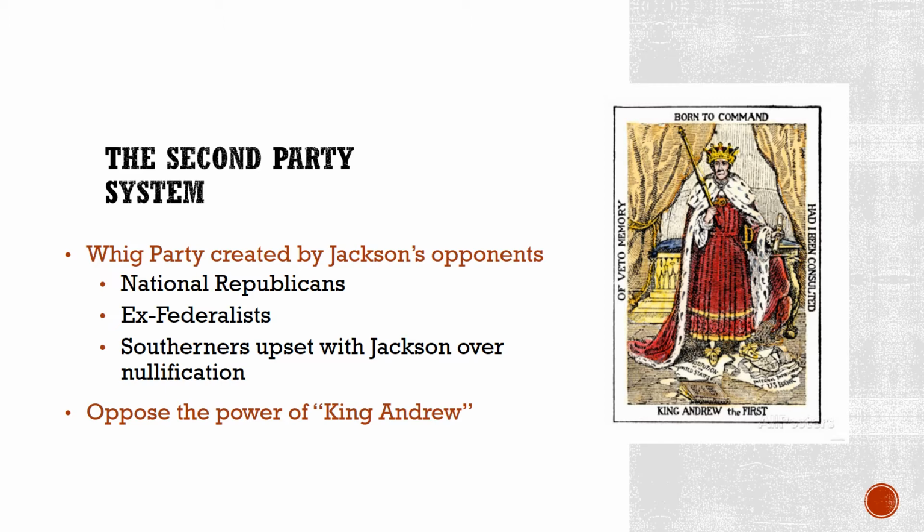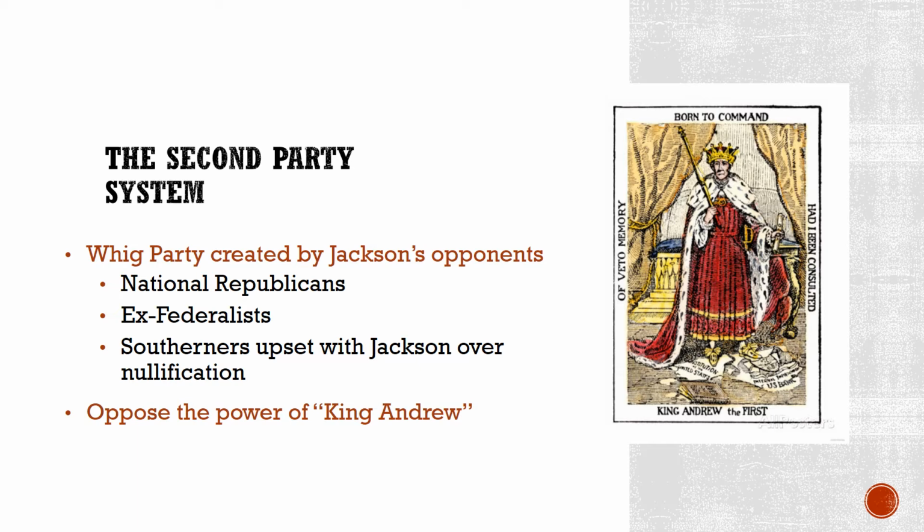When you take a look at this image on the screen, it shows President Jackson as a king. He's standing on the Constitution. In his hand, he holds a scroll that is labeled veto, and that's a reference to the Bank of the United States. So this is a political party that is created because everyone hates Andrew Jackson.